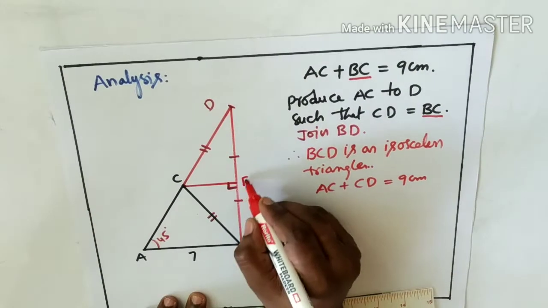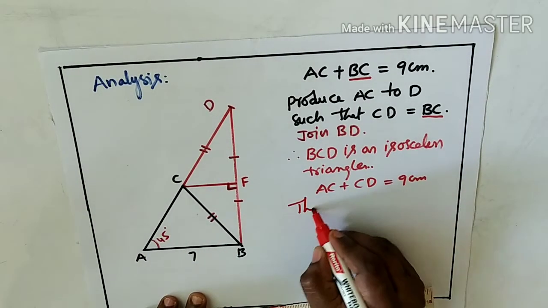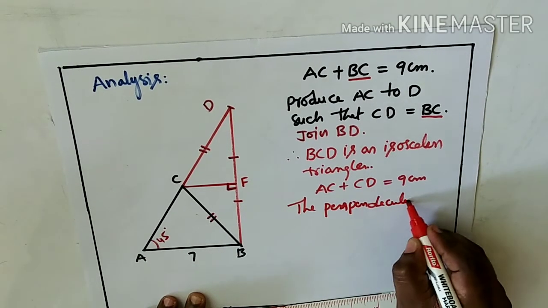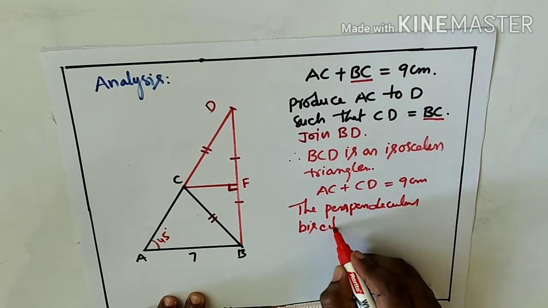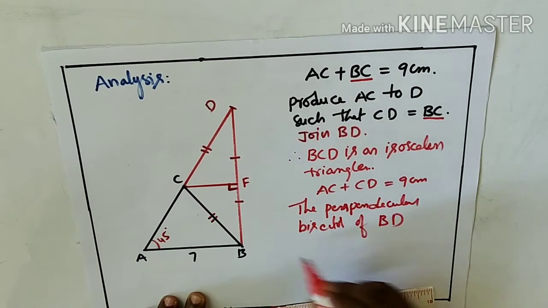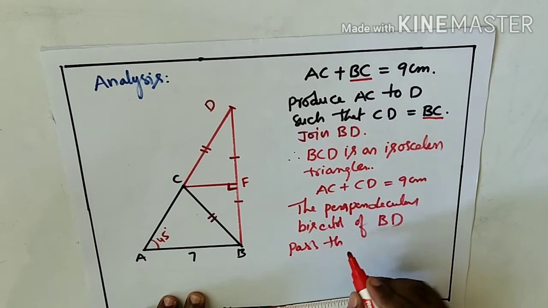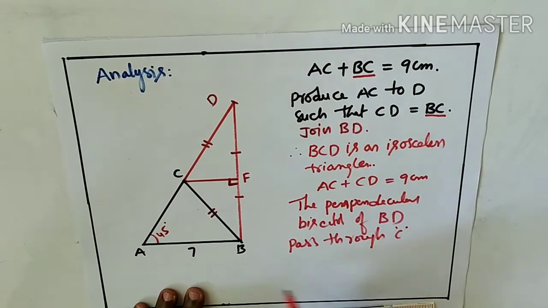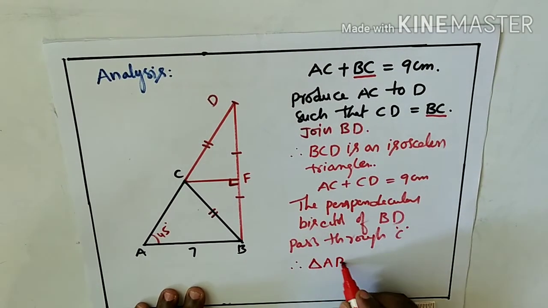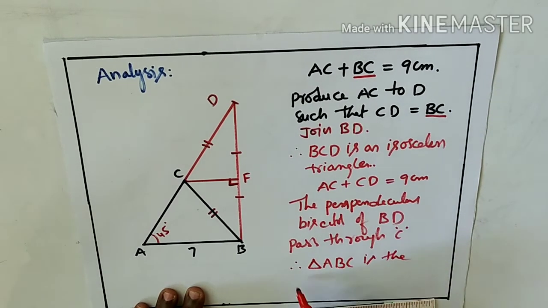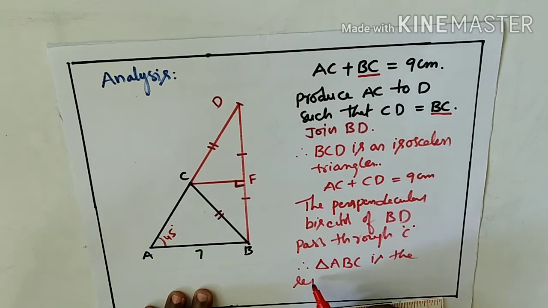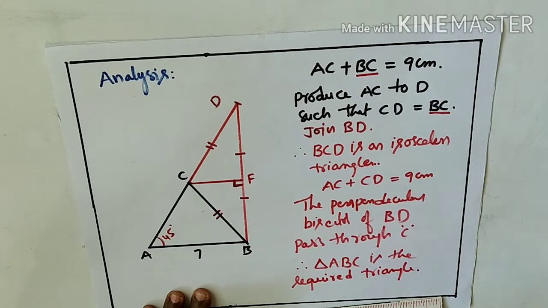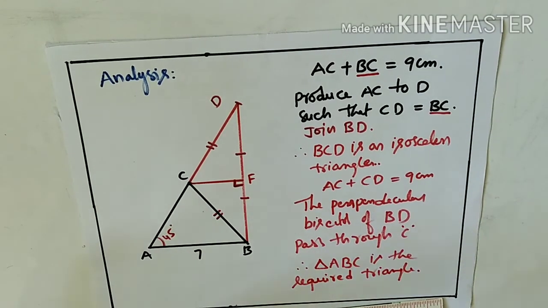Suppose CF, the perpendicular bisector of BD, passes through C. Okay, it passes through C. Therefore, ABC is the required triangle. So this is the analysis behind this construction.